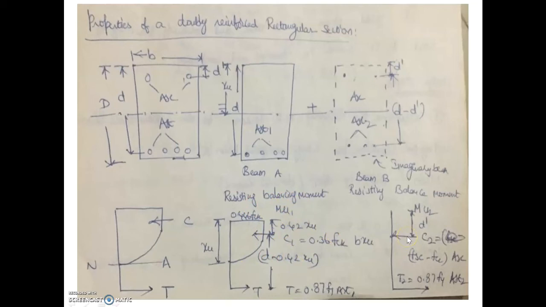And if we see the doubly reinforced imaginary section, the compression steel is located at a distance of d prime from the top of the beam. There we get C2 equal to (fsc minus fcc) into Asc. Here fsc means the stress of steel in the compression zone, fcc is the stress in the concrete in the compression zone, and Asc means the area of steel in the compression zone. Here T2 is equal to 0.87 fy into Ast2. The distance between C2 and T2 is equal to d minus d prime, that is called the lever arm.